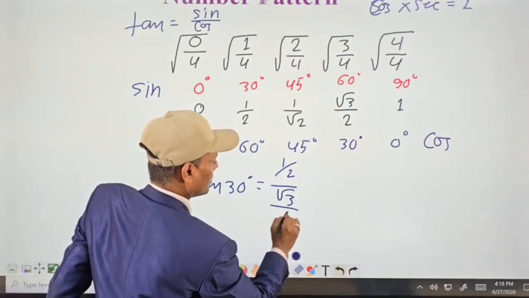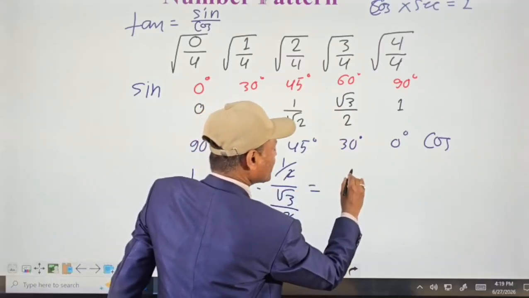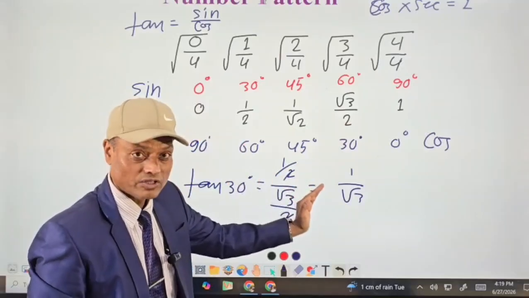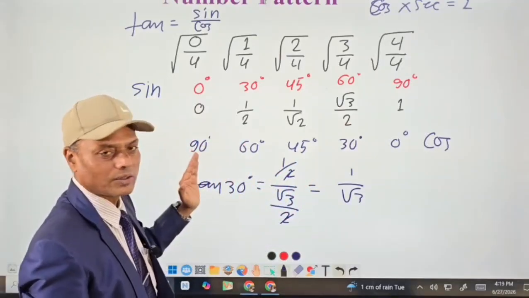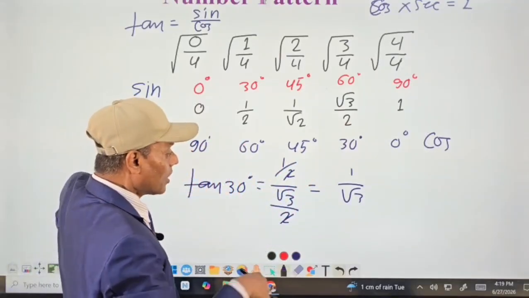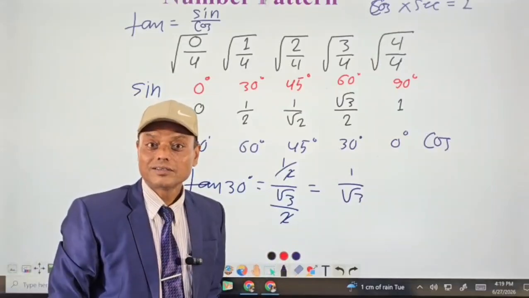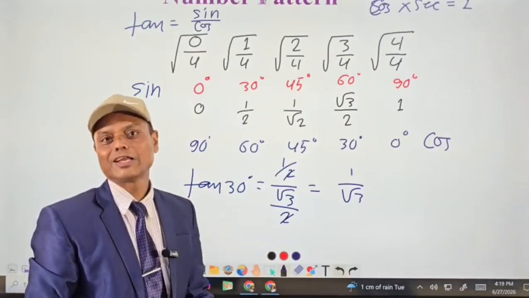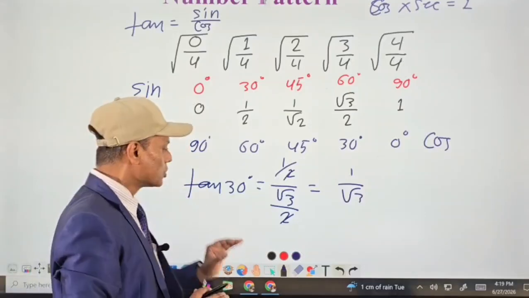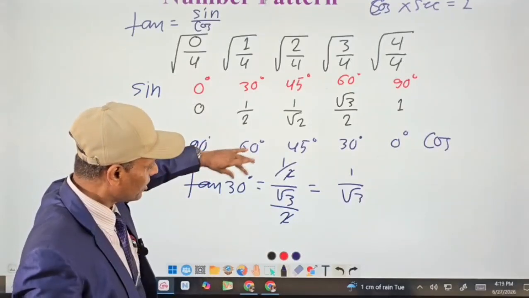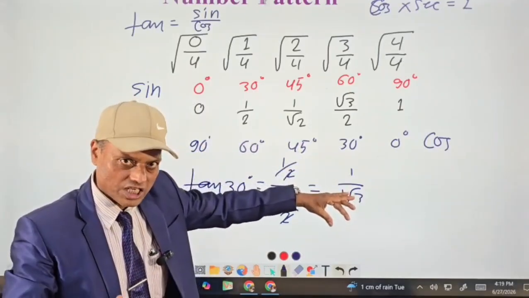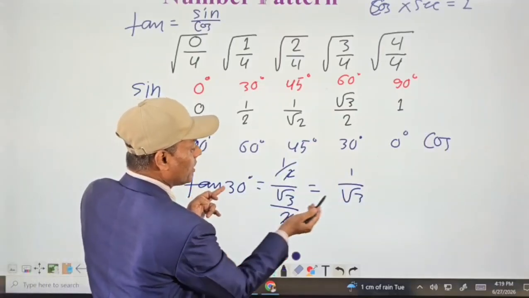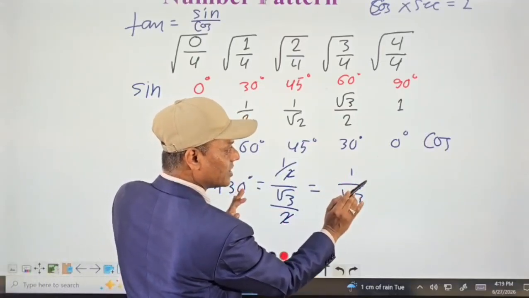So the simplification gives you 1 by root 3. So tan 30 degree will be 1 by root 3. Similarly, you can find all the values, right? And how to find the value of cot? Cot will be reciprocal of tan, because tan into cot gives you 1. So if you have the value of tan 30 degree, cot 30 degree will be just reciprocal, or cos by sin also you can do. So cot 30 degree will be root 3 by 1, isn't it?